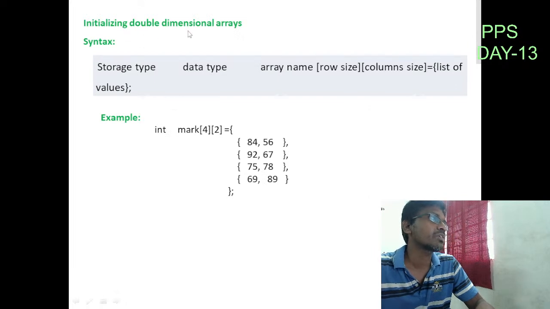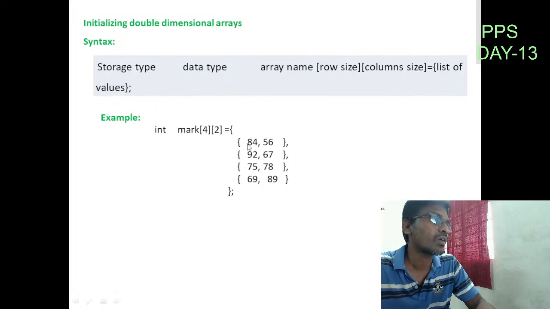Now coming to initialization of double dimensional arrays. If you want to initialize a double dimensional array, then you have to use storage type, data type, followed by array name, followed by row size and column size, is equal to a list of values. The list of values is written between open and closing curly brackets, separated by commas, and terminated by a semicolon.